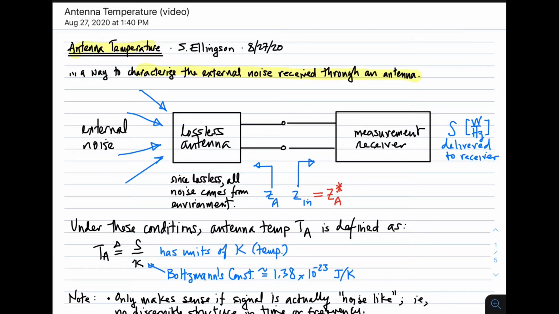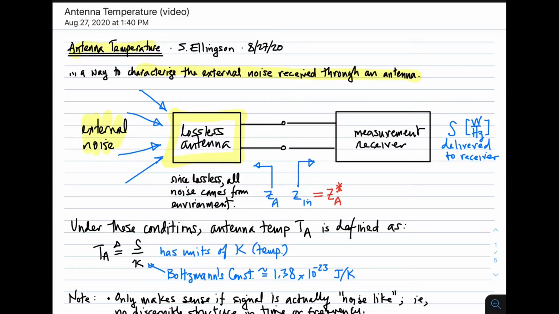So the scenario in which antenna temperature emerges as a concept is the one shown here. We'll start with a lossless antenna. It's important that the antenna be lossless for this initial analysis because the loss in an antenna would also generate noise, and that would be confused with the external noise that we're trying to characterize here. So initially, at least for the purposes of this lecture, we're going to assume the antenna is lossless so that all the noise comes from outside the antenna.